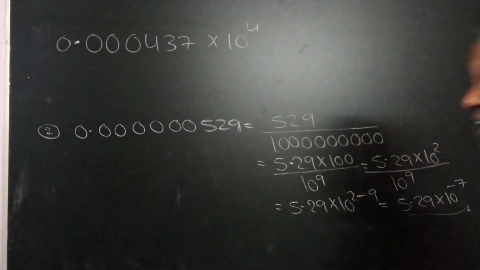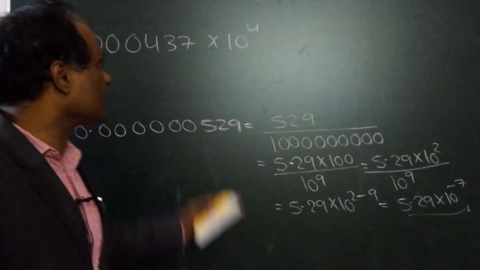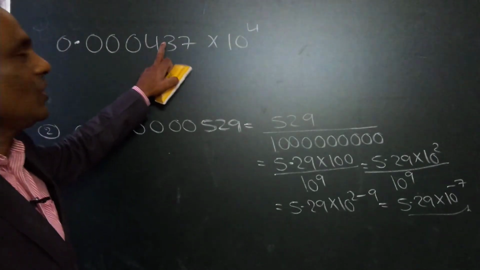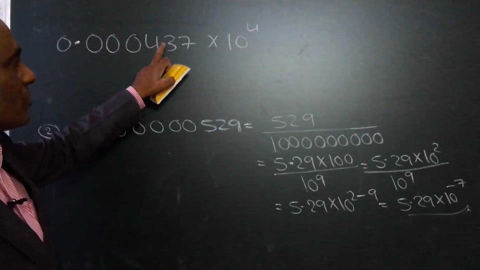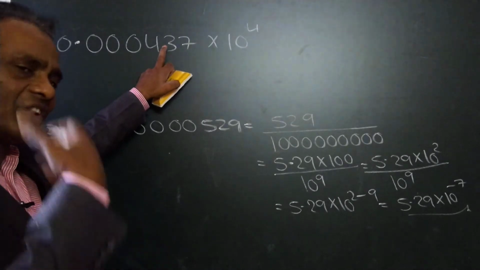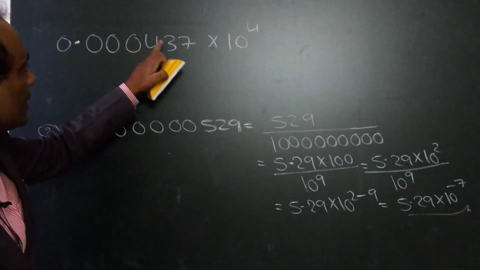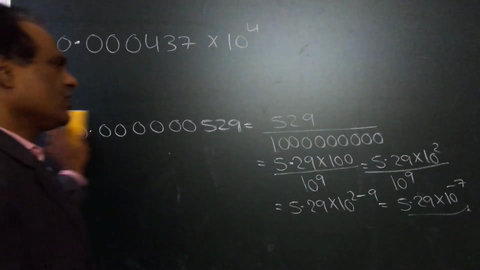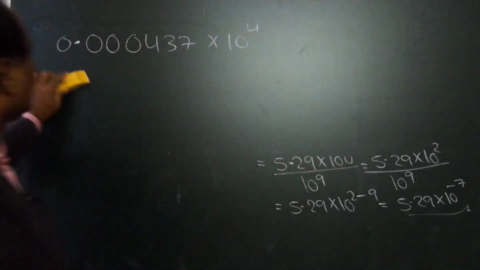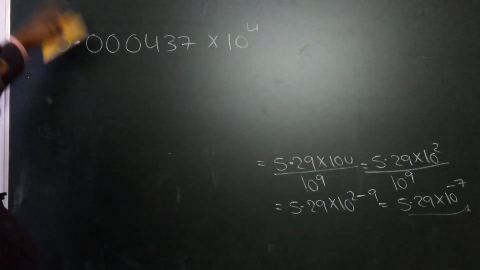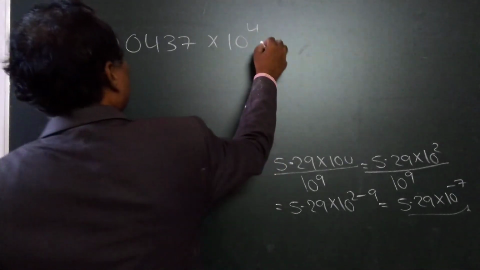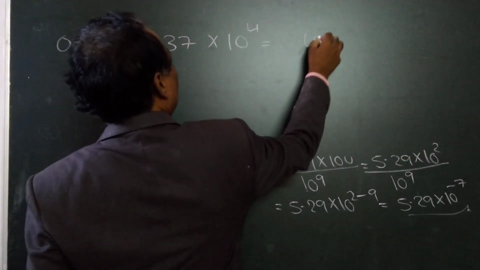Change this into standard form. This is not in the standard form. Standard form means the decimal should be here, not somewhere here. So this should be 4.37 into 10 to the power of something, that is the standard form. So how to change the decimal here to here? Very simple. First, to avoid the confusion, let us remove the decimal first. See here. Let us remove the decimal.